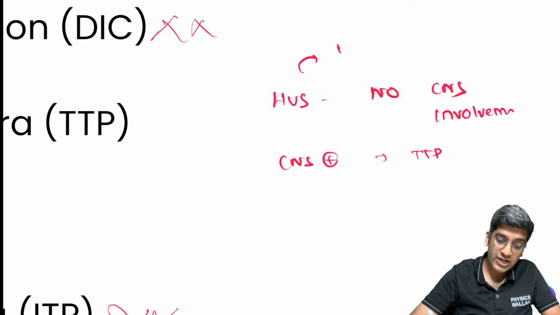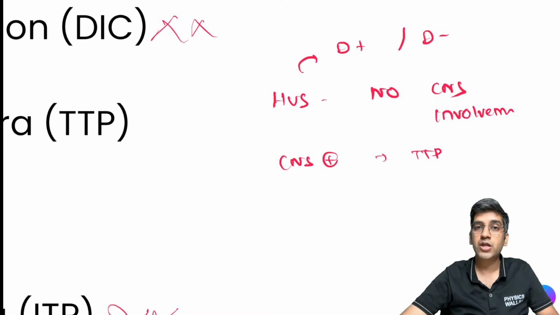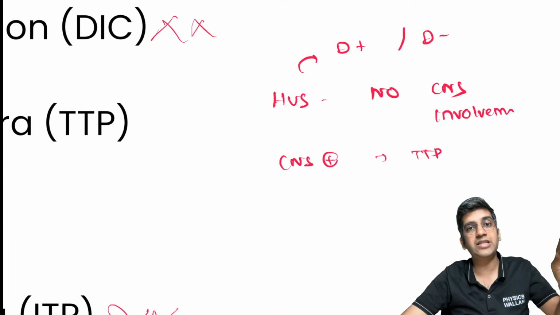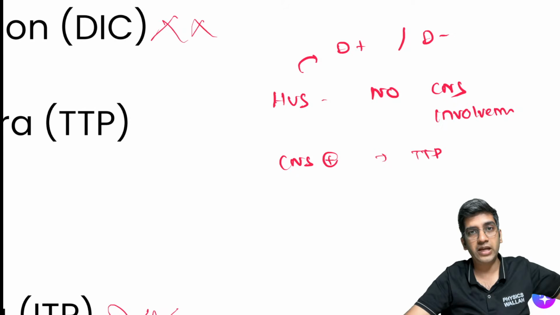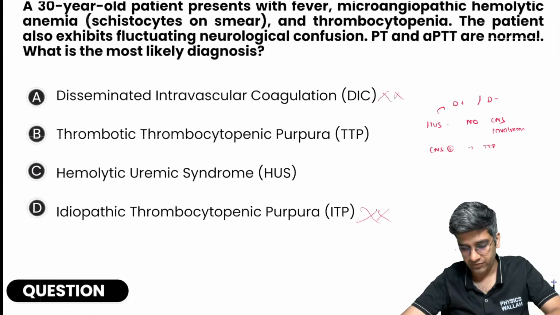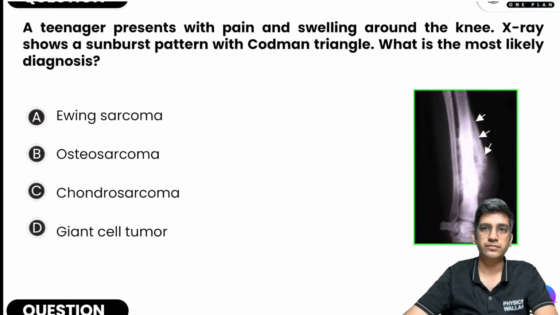Diarrhea history might contribute, but I have diarrhea-positive HUS and diarrhea-independent, diarrhea-negative HUS. So don't consider that alone. CNS involvement will not be there in HUS, and CNS will be involved in case of TTP. Right? Perfect. Next question.